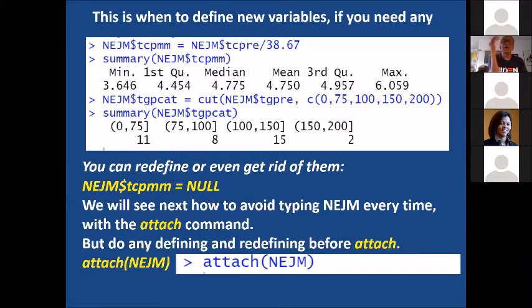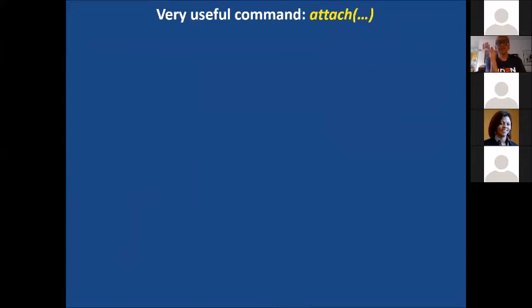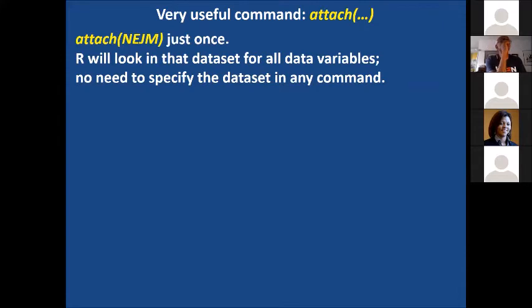Otherwise, R doesn't know when you type a variable name which data set you want it to be looking into for that variable. Because you could have the same variable name in multiple data sets. So R needs to know where to look. But it also makes your syntax much more convenient. So I would say generally, for many of the functions I'll be teaching, it's helpful to attach before you do the analysis. So attach is a very useful command, and you do it just once in a session. R will look at that data set for all data variables. No need to specify it in any command.